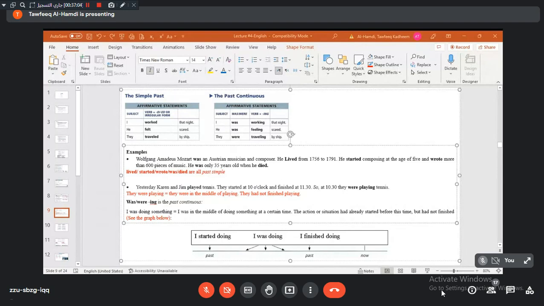So what is the difference between, for example, why did I use just a simple past form in this sentence? Because it talked about a fact, about a previous fact.